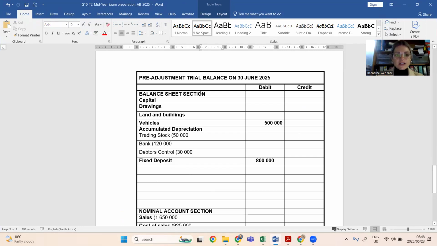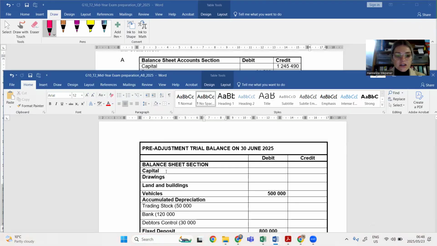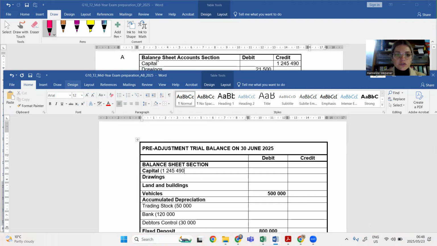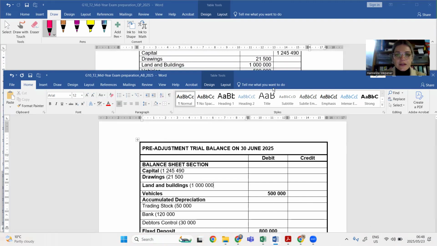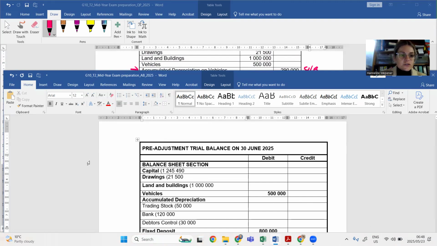So you will get an answer sheet. The answer sheet might already have some of the amounts, but then you have to go and indicate what is not there yet. So your capital, you are starting on 1,245,490. Then for your drawings, you are starting on 21,500. Your land and buildings, 1 million. Vehicles, they've already told us, okay, that's your vehicles. That's the final amount. So we will not do anything there.